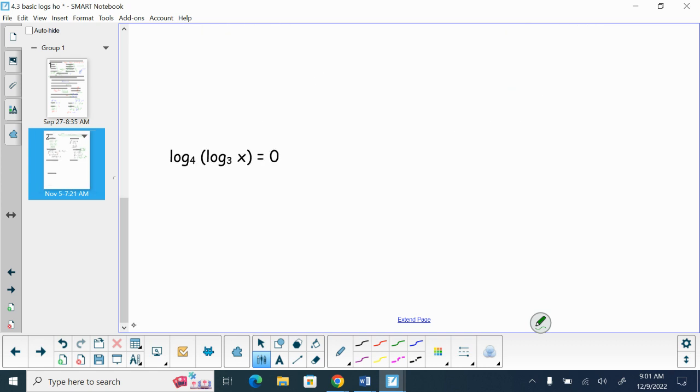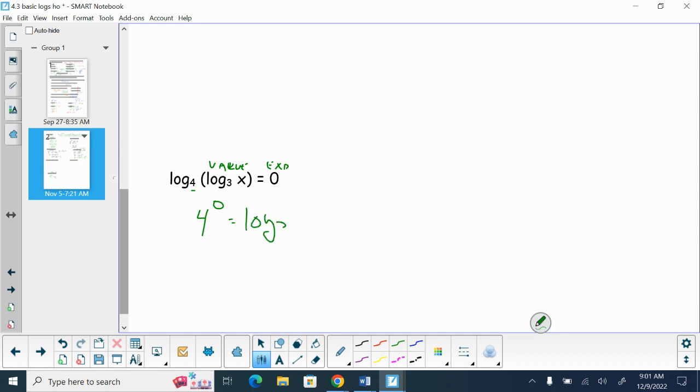Go down to the bottom one here. Log base 4 of log base 3 of x is equal to 0. Let's work ourselves outside in. Here's my base, here's my value, here's our exponent. So we have a base of 4, our exponent of 0, and here's our value.